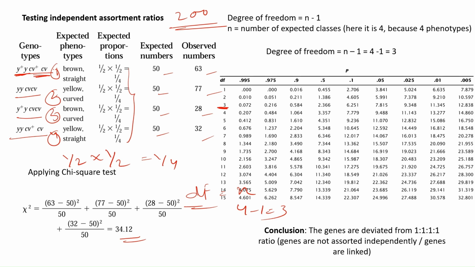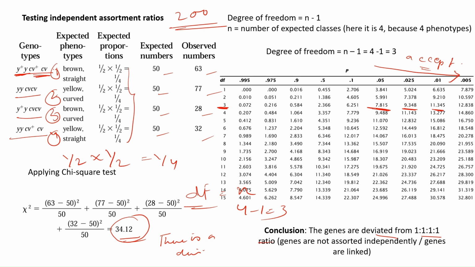Now come up to 0.05 here, 7.8. What we obtained? 34.12. So definitely, if you see here 7.8, this is 9.3, 11.34. That means it is going towards right. So when it is going towards right, what we have to do? We have to accept the hypothesis. So what was our hypothesis? There is a deviation. We have to accept. So we will say, yes, there is a deviation from independent assortment ratio.